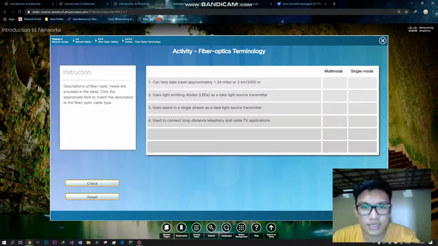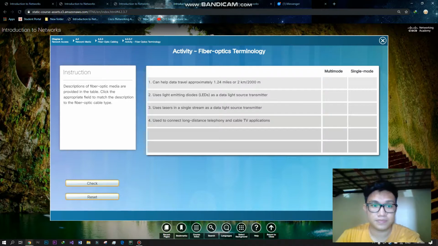And this one is the third activity for chapter 4, which is the fiber optic terminologies. Instruction: descriptions of the fiber optic media are provided in the table. Take the appropriate field to match the description, the fiber optic cable type. The choices are multi-mode and single mode. What do you mean by multi-mode fiber optic?